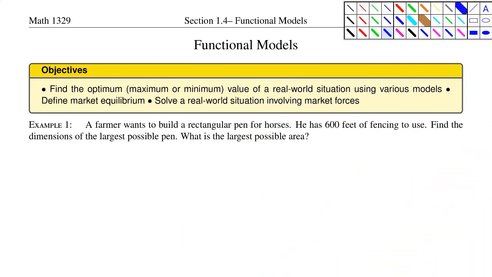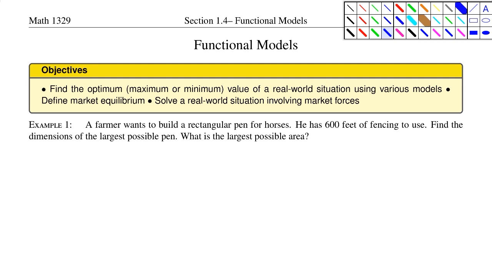In section 1.4, we'll be creating functional models. Basically, the idea of this is to take a word problem scenario and create the aspects of that problem to turn it into a function. And then we can do all sorts of things with functions. In general, we like to find the largest value of the function, the smallest value of the function, whatever it is, right? But we are creating the functions, and that's our focus today.